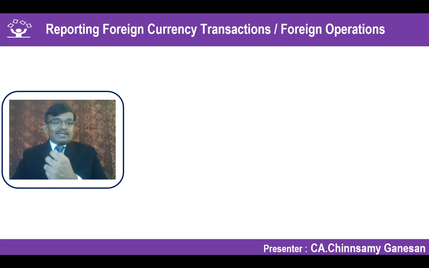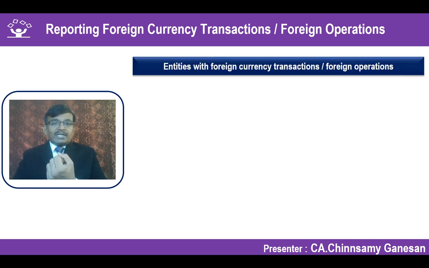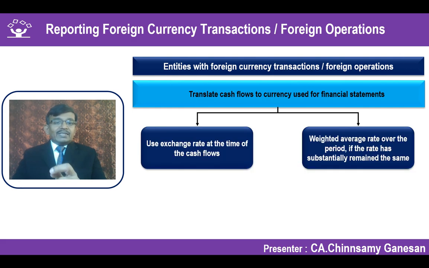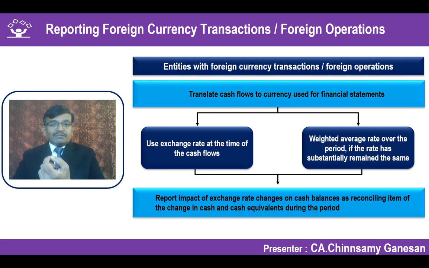If there are foreign currency transactions or foreign operations, and there are assets which are held in foreign currency, how do they have to be treated as part of the cash flow statement? What it says is that you translate the cash flows to the currency used in the financial statements, that is, the reporting currency, using the exchange rate at the time of the cash flows. When the cash flow has actually happened, use that exchange rate. It may be difficult, so in that case, it says that you can use the weighted average rate. If the rate is substantially remaining the same, you can use a weighted average rate to translate the cash flows.